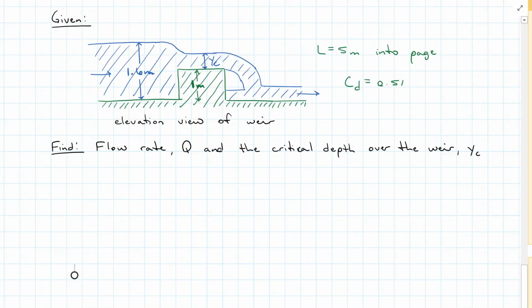So given this broad-crested weir, we have an upstream depth of 1.6 meters. We have a broad-crested weir that is 1 meter high above the bed of the open channel. The width of the channel into the page is 5 meters, and we're using a discharge coefficient of 0.51. Find the flow rate and the critical depth.